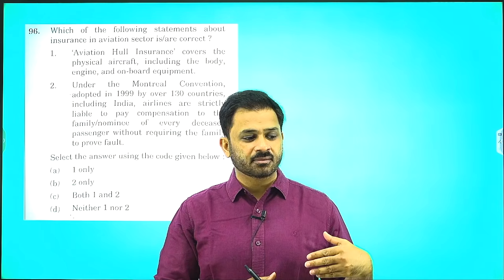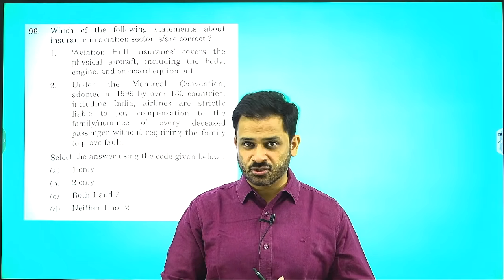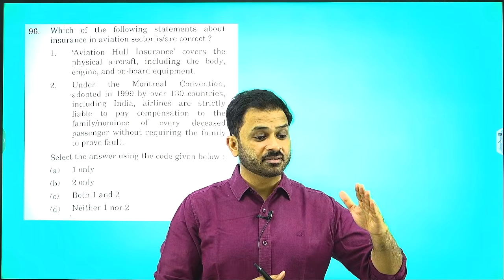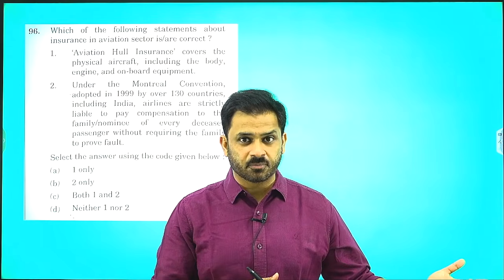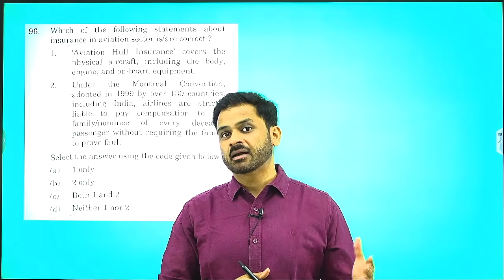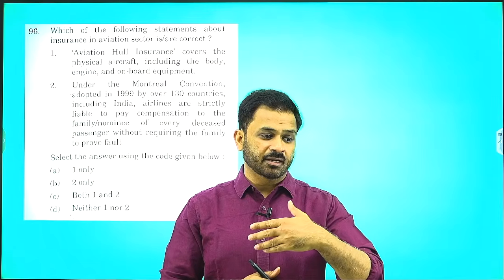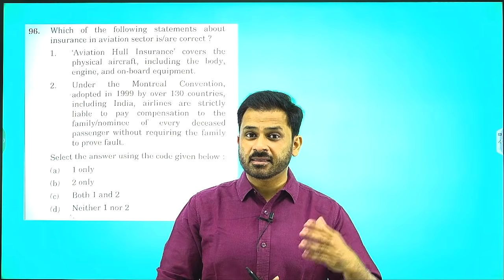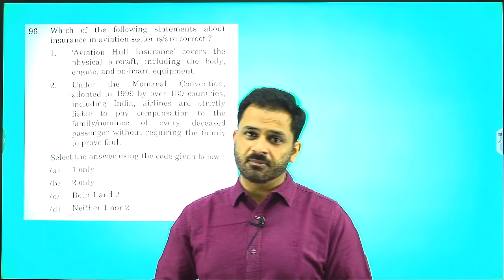For example, an aircraft crashes, a passenger dies. So there's a liability towards the passenger. Or an aircraft crashes into another aircraft, harming the other aircraft. So there's a liability towards the other property. Or maybe an aircraft damages some building or some infrastructural facilities. So there will be liability towards that. And these things are insured under the insurance which is related to liability.